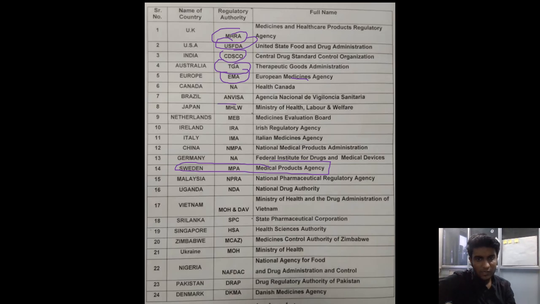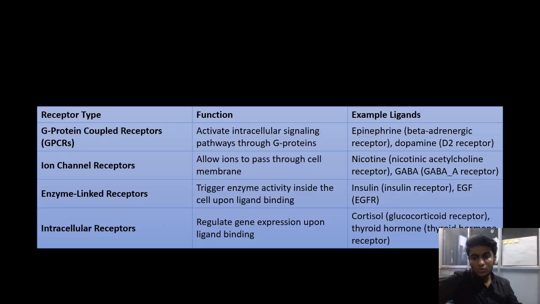For Japan, MHLW, Ministry of Health, Labour and Welfare, and also PMDA, there's another regulatory body. Then more important regulatory bodies you need to know are Sri Lanka's SPC, State Pharmaceutical Corporation, NAFDAC for Nigeria, and ANVISA for Brazil. These are all important regulatory bodies that you must know.